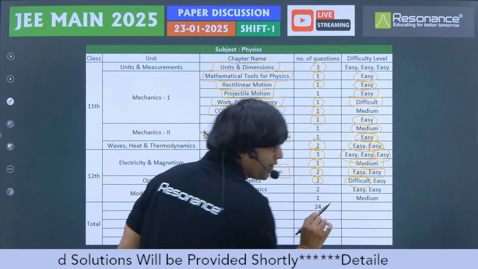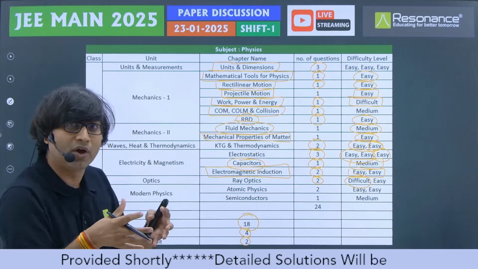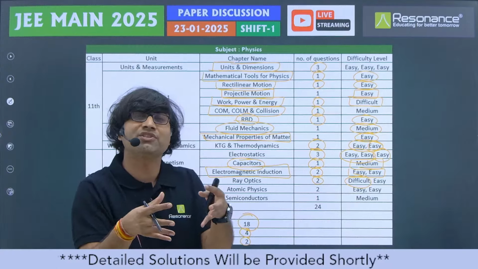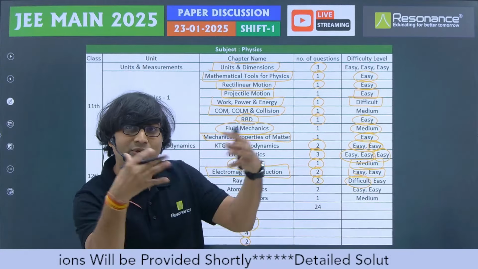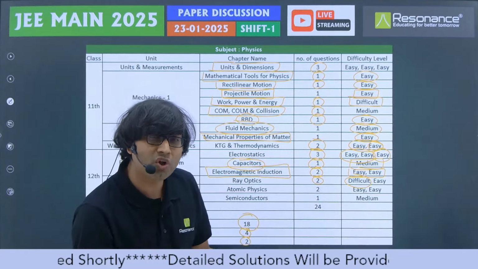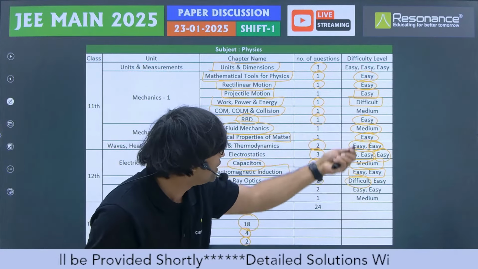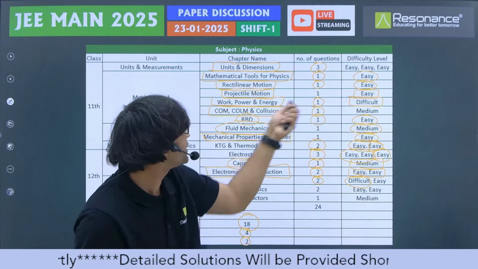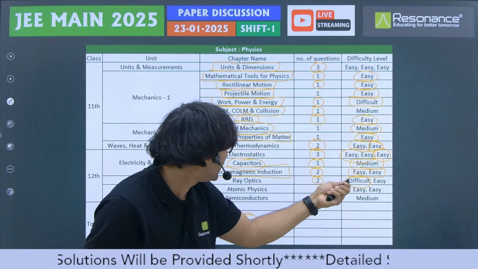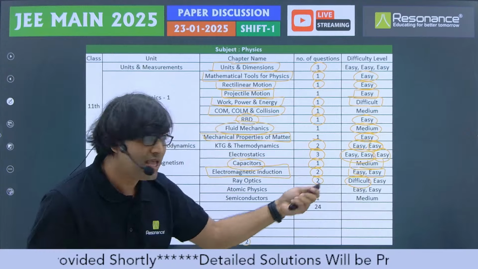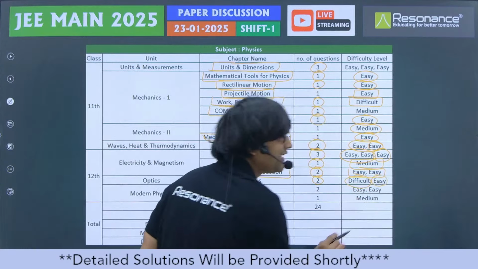One of the questions was difficult, and why was it difficult? Because it was related to the combination of lens and mirror, and the surrounding medium was not air, it was something else. So that was the difficult question. In fact, we got only 2 difficult questions, one of which we already discussed in work, power and energy, and the other one was in ray optics. But the second question was of the easy category.